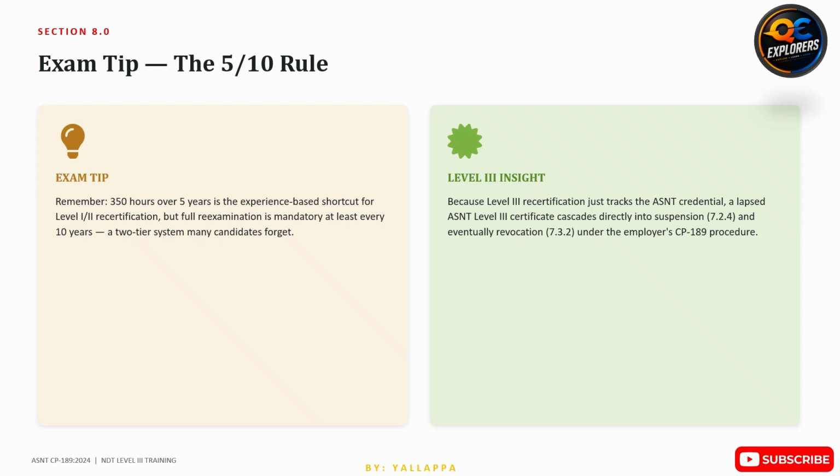However, this option cannot be used forever. At least once every 10 years, the individual must repeat the full Section 6 certification examinations. This mandatory full re-examination ensures that technical knowledge remains current and competency is periodically revalidated. For Level 3 personnel, remember that employer recertification depends on maintaining a current ASNT Level 3 certificate. If the ASNT credential expires, it can trigger suspension and eventually revocation under the employer's CP-189 certification program.